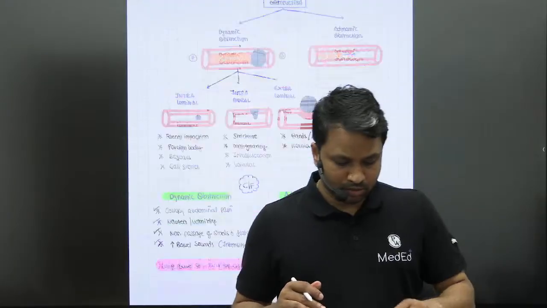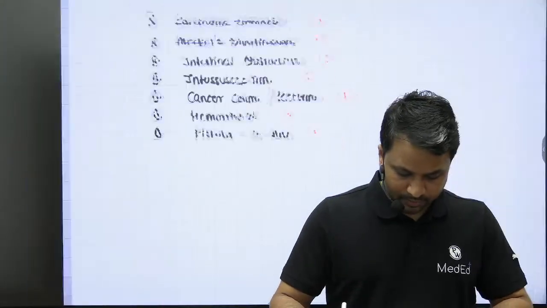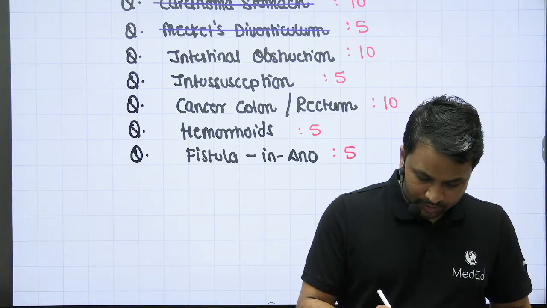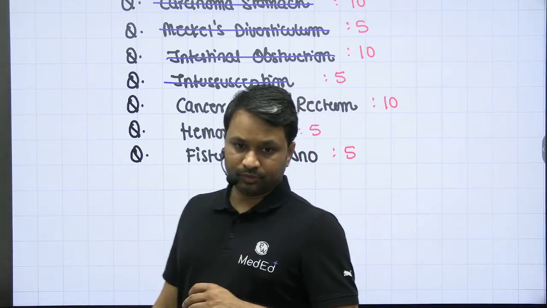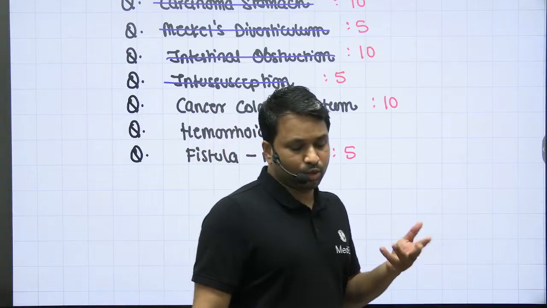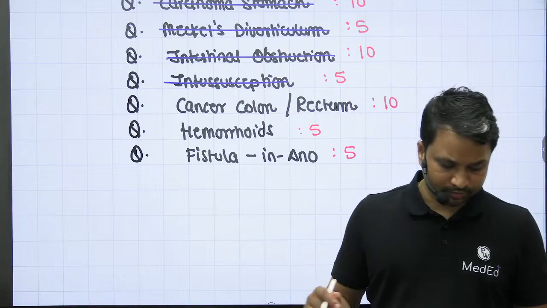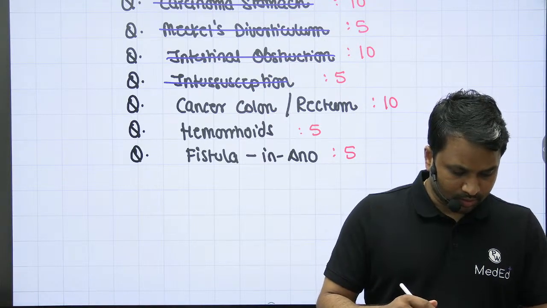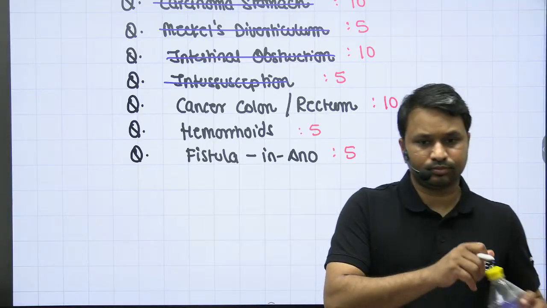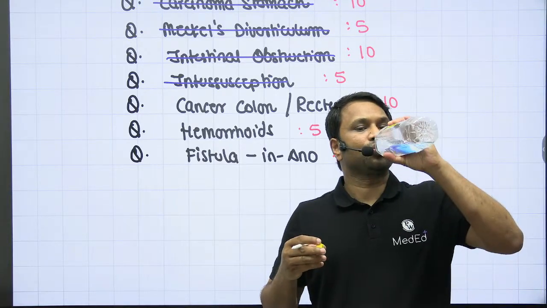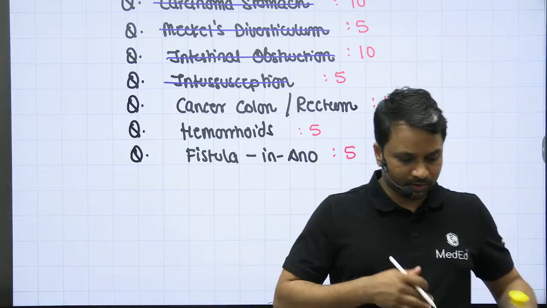Okay, so we have finished 2 other topics as well. What are the 2 topics that we had? Intestinal obstruction as well as intussusception. So there were 3 small topics, 1 big and 2 small. That is your CA colon, and then your hemorrhoids and fistula. I know. So start with the cancer colon. Right.